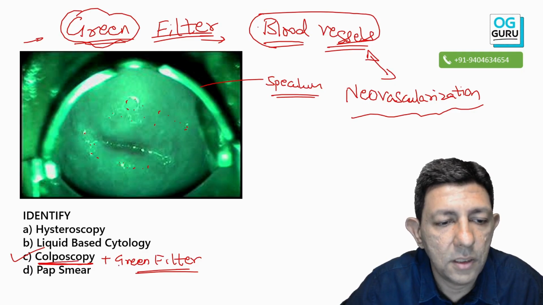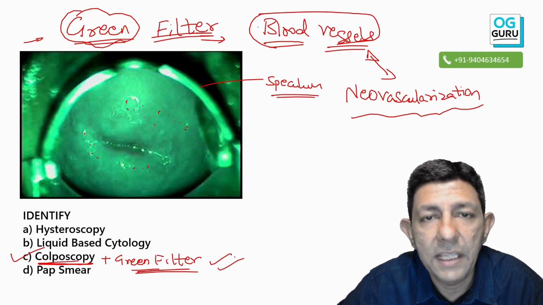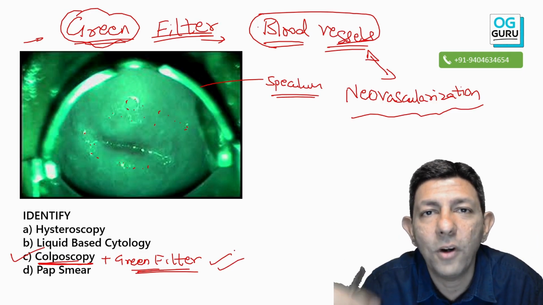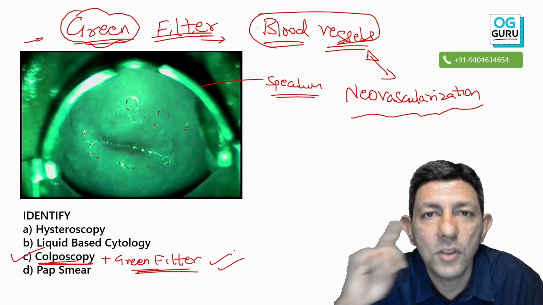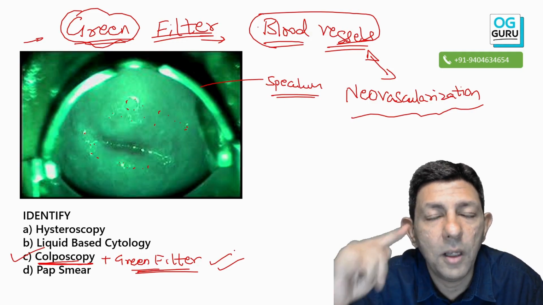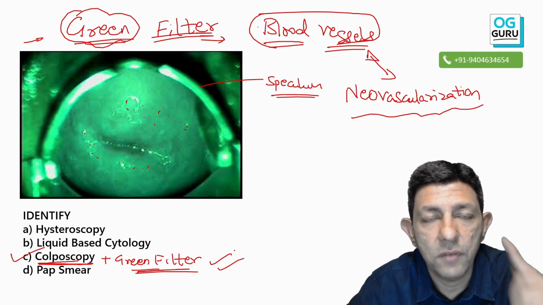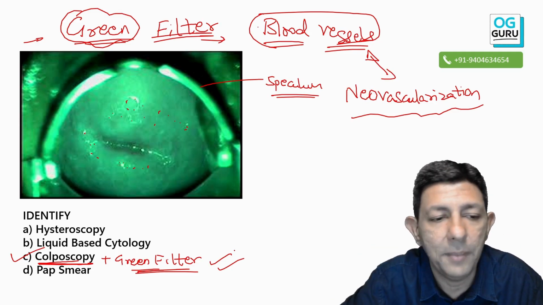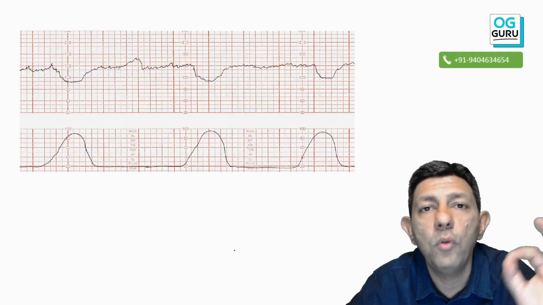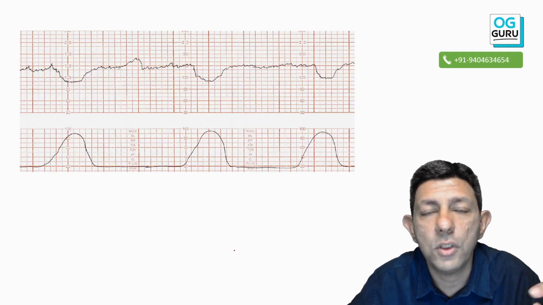So this is a colposcopy with green filter, very important virgin MCQ. All those who know me know what a virgin MCQ is. My terminology: an MCQ not asked till now but will come in a future exam, okay. So it's a very important image for the upcoming exam. Keep in mind, green filter and colposcopy. Moving on to the next short image.